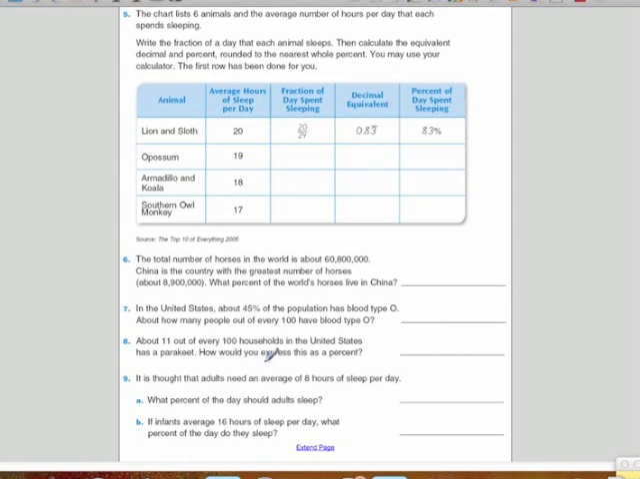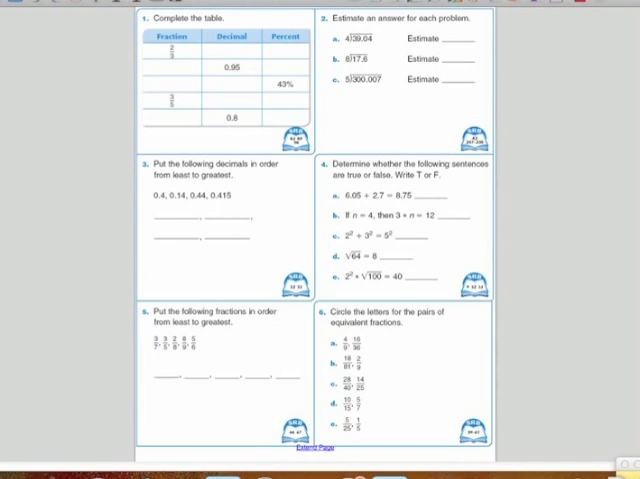Go ahead and get those done. Have them checked. When you get finished, you're going to move on to math boxes for this lesson as well. If you get done with all of that, you're welcome to move on to IXL.